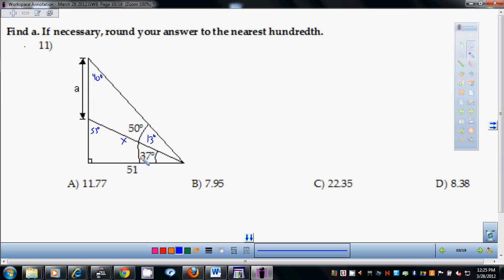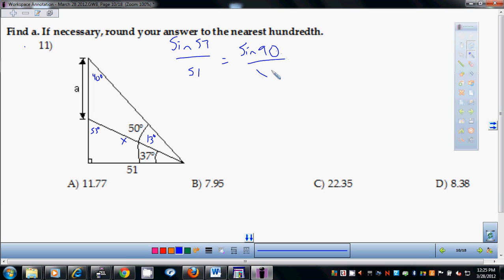90 plus 50 minus 180. So, there's multiple ways you can solve for that hypotenuse x. What's one of them? Law of sines, basically. So sine 53 over 51 equals sine 90 over x.